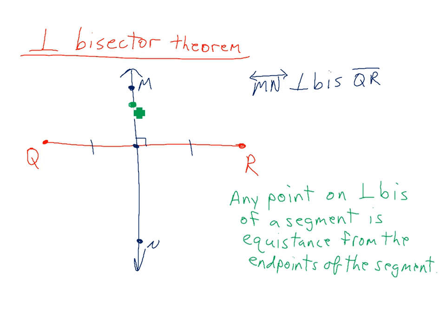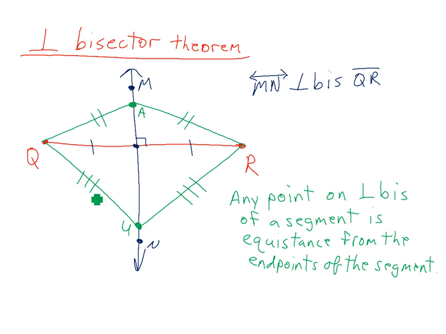So what that means, if we pick some point right here and we'll call it point A, point A has got to be the same distance from Q as it is from R. So those two distances have to be exactly the same. So if you're standing on the perpendicular bisector right here, that's you, you've got to be the same distance from Q as you are from R. And that works no matter what point you put on that perpendicular bisector, it's always the same distance from those two endpoints.